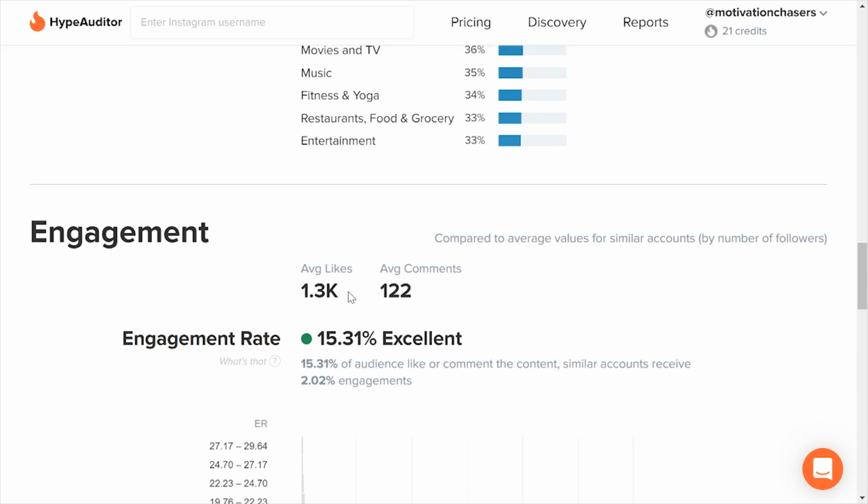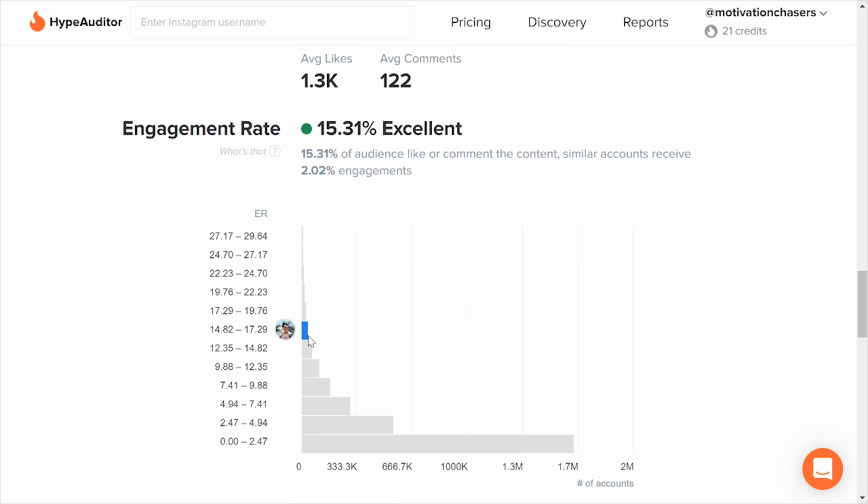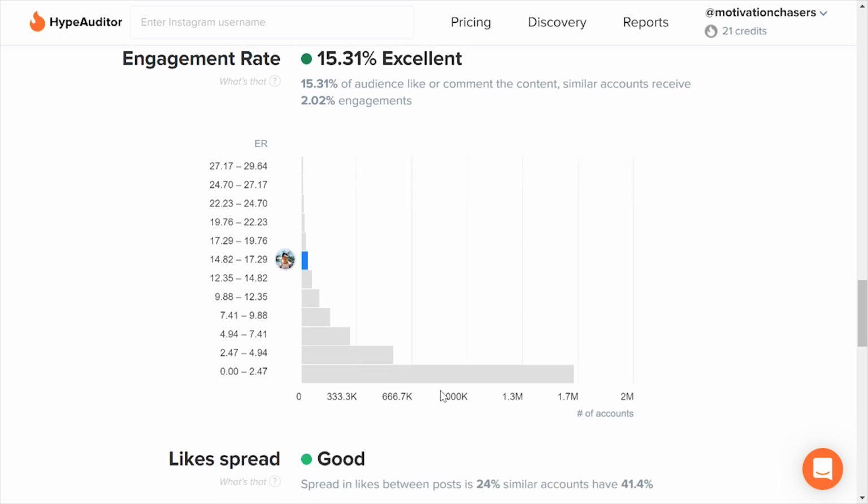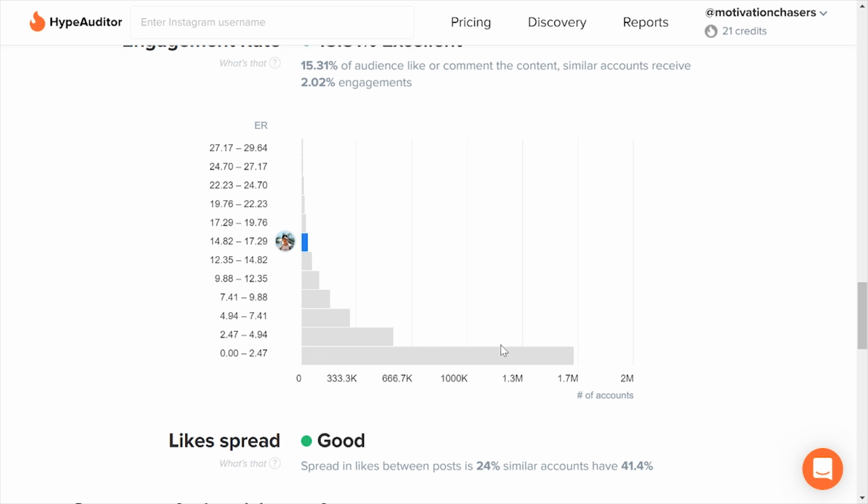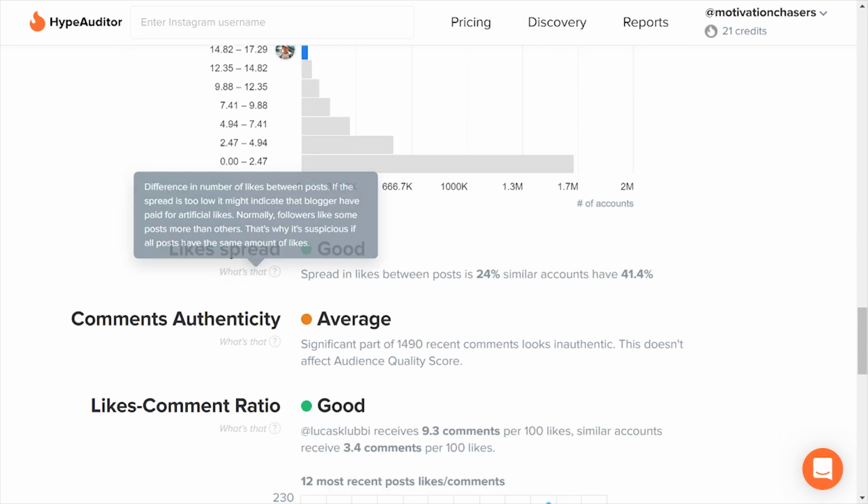Engagement, average likes 1.3K, average comments, good. Engagement rate is excellent, which is phenomenal. Similar accounts have 2.2% engagement. So you've got seven times better engagement than similar accounts. That's pretty good, man. And here you can see, as you can see, the more followers you have, the lower engagement rate they have. And so you're up there pretty high, man, which is really good. Now the lower followers, obviously the higher engagement rate. That makes sense.